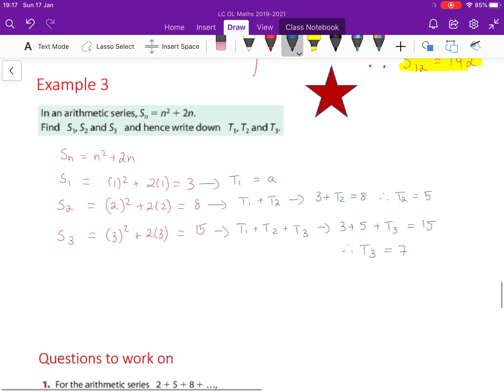So the first three terms are 3, which is here, 5, and 7. So that's T1, T2, and T3.